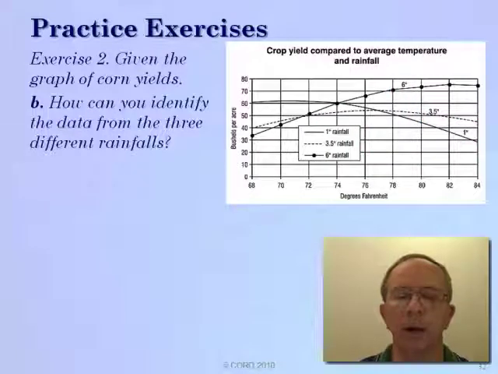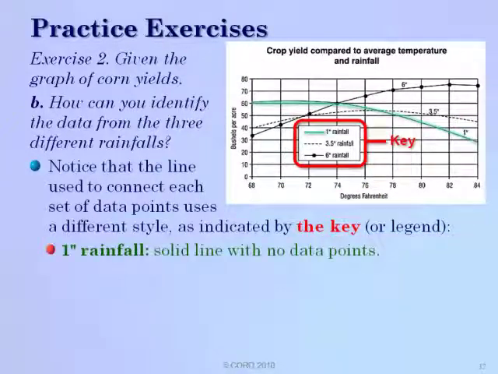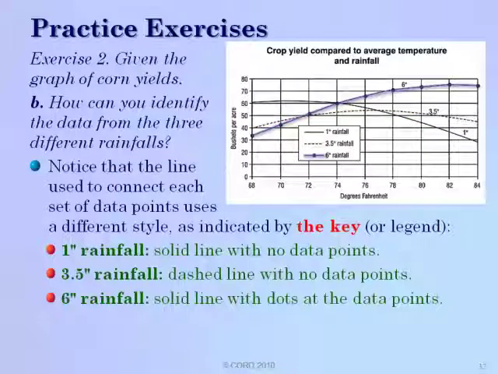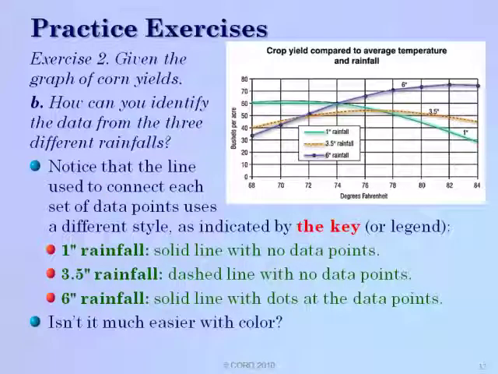So now, how can you identify the data from these three different rainfalls? What's the secret? Well, just like in the previous graph, you have a legend or a key, and that key shows you that the 1 inch rainfall is a solid line with no little bullets or dots on it. The 3.5 inch rainfall is a dashed line with no dots, and the 6 inch rainfall is a solid line with dots. Now, isn't it much easier to see all that with the color I've added? So use your color skills when you're making your graphs, if at all possible. You don't have to keep them black and white anymore.